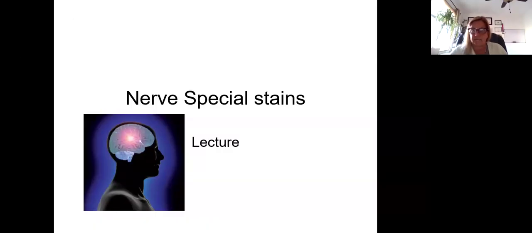So nerve stains. Basically, we are talking some really easy stains, and then we're talking silvers. And with some of your silvers, it's really up to the pathologist whether they want to counterstain or whether they don't want to counterstain. And that's with those silver stains.